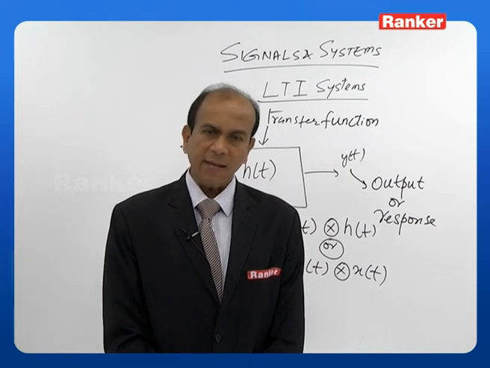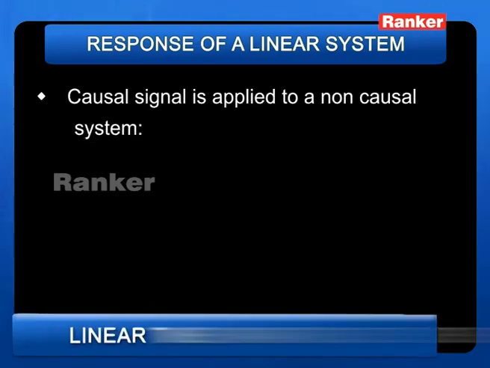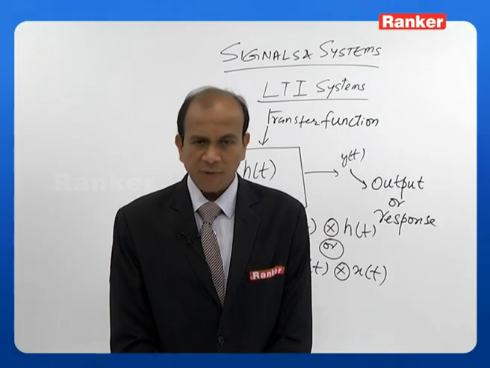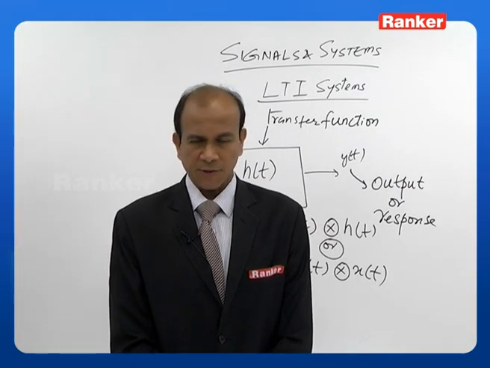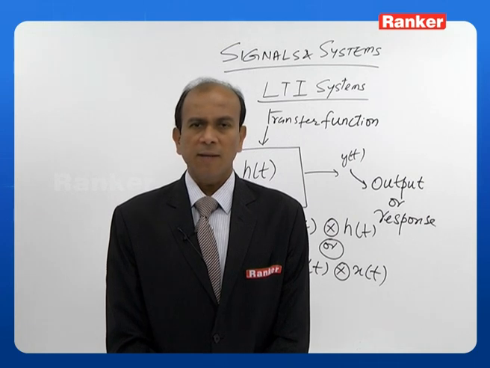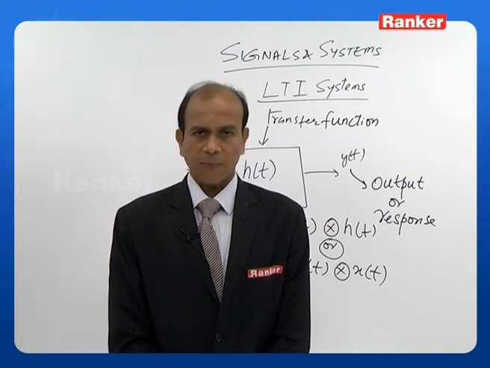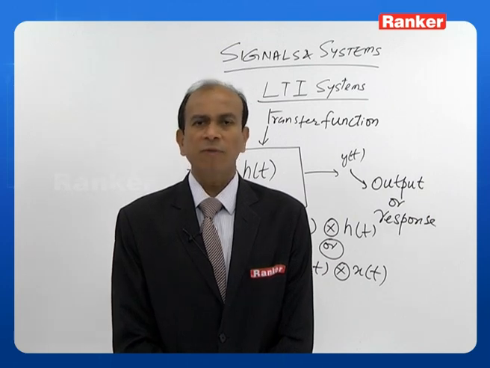Now, let us look at the second case. What is the second case? The second case talks about a causal signal that is applied to a non-causal system. So, the system is non-causal, whereas the applied signal is causal. So, how do I get the output in such cases? If you look at y of t here, which is the response or the output of such a system, the signal input is causal and the system is non-causal. Let us see what is the output of such a response.